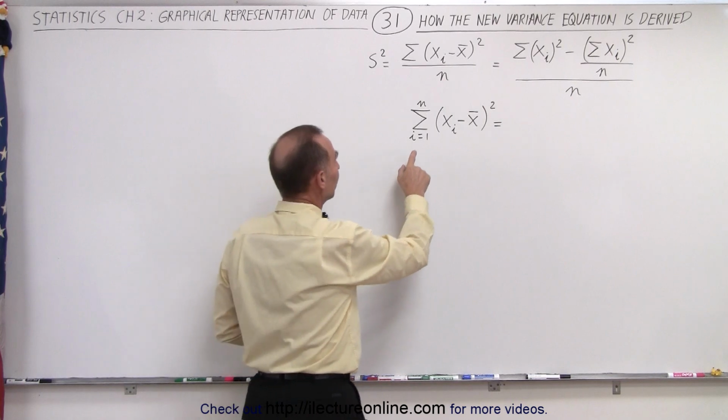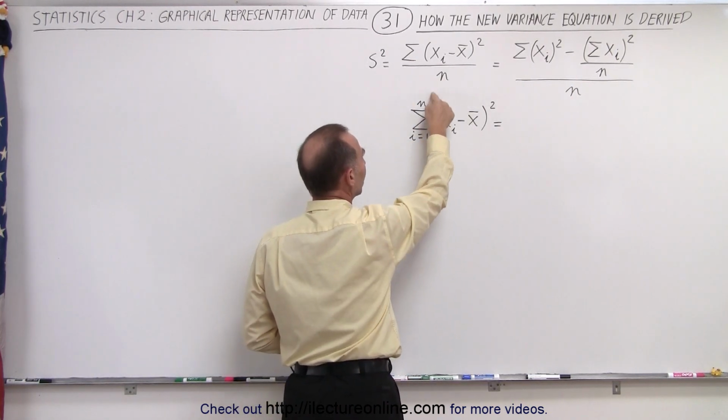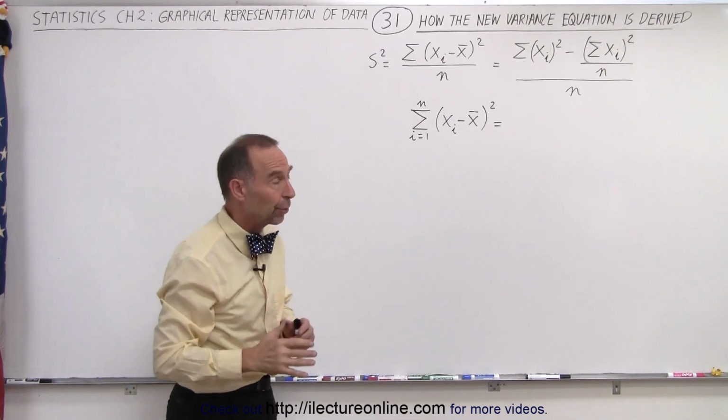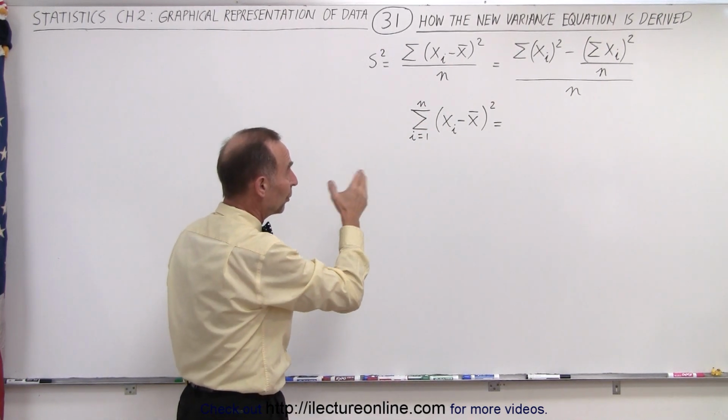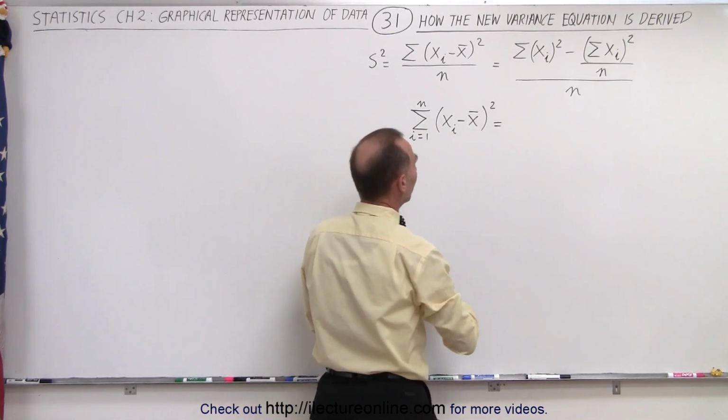So I embellished this just a little bit. The summation symbol simply means we're summing up from i equals 1 to n, where n is the number of data points, and that's important. So what do we do first? Well, we have this quantity squared, so let's simply work out that square portion.